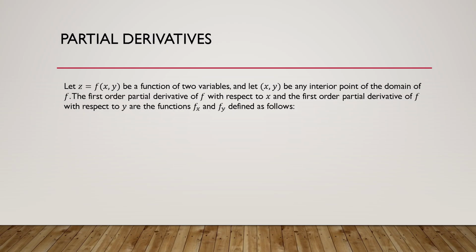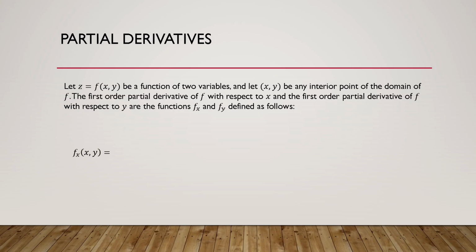Let z equal f of x, y be a function of 2 variables, and let x, y be any interior point of the domain of f. The first order partial derivative of f with respect to x, and the first order partial derivative of f with respect to y, are the functions f sub x and f sub y, and are defined as follows.